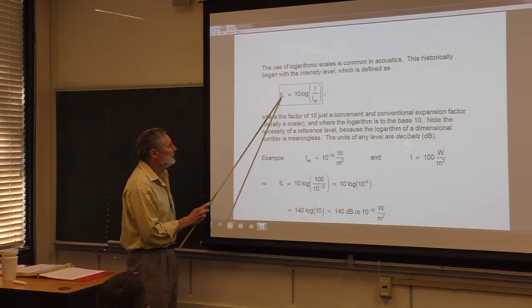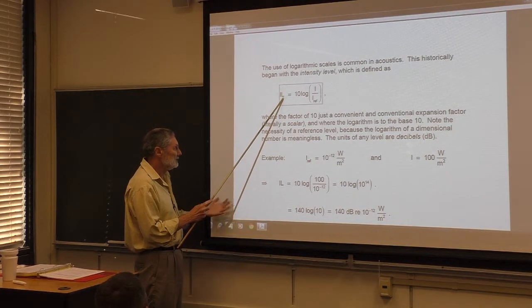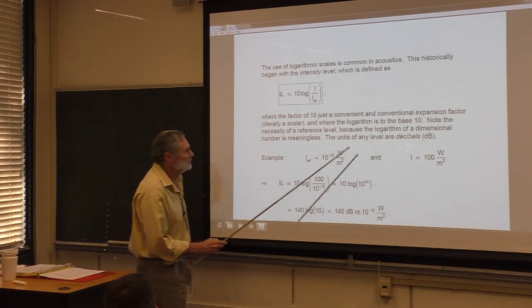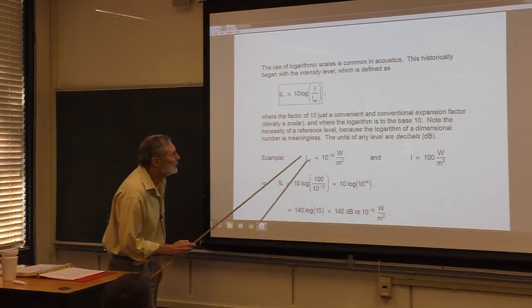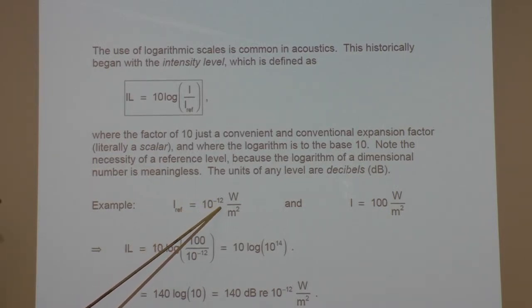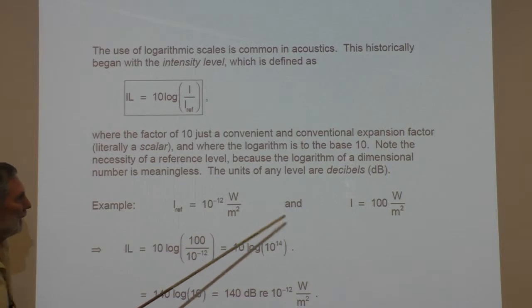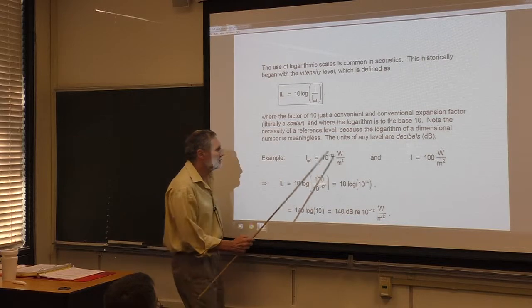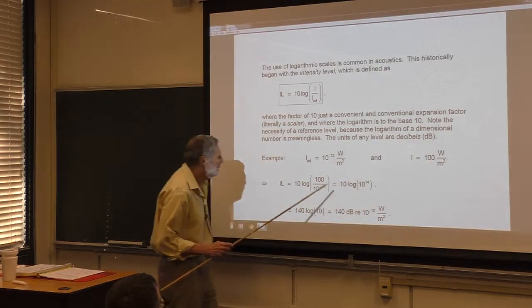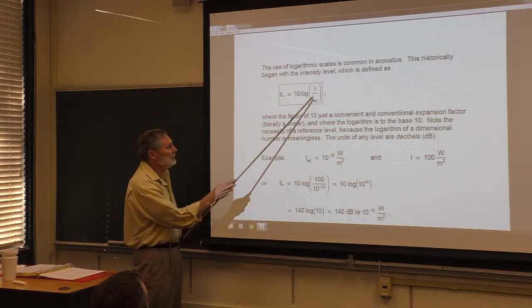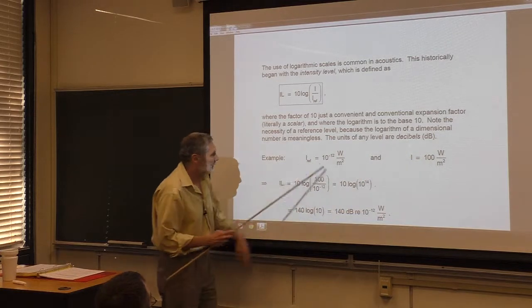So the units here are dimensionless units, but to signify where they're coming from as a logarithmic measure of the sound, we call them decibels. So here's an example. If the reference level is 10 to the minus 12 watts per meter squared, and let's say we have an intensity of 100 watts per meter squared, what's the intensity level? Well, it's 10 times the logarithm to the base 10 of the ratio of the intensity to our fixed reference level here.